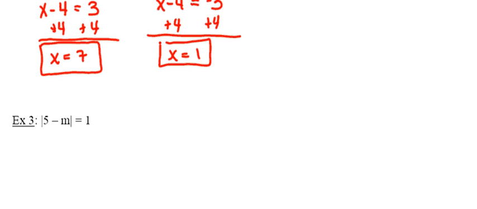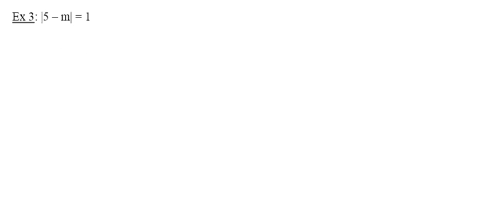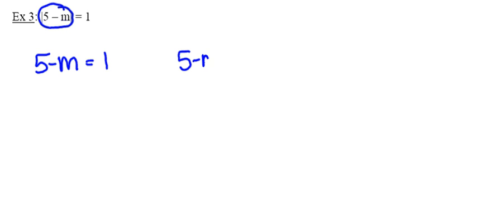Example number 3 says the absolute value of 5 minus m is equal to 1. So again, when you set up your two equations, oops, I lost my equations, there they are. So when I set up my two equations, I take whatever's inside the absolute value and set that equal to the right-hand side. Again, the second equation is to keep whatever's inside the absolute value, but make the right-hand side negative. Now go ahead and solve for m.